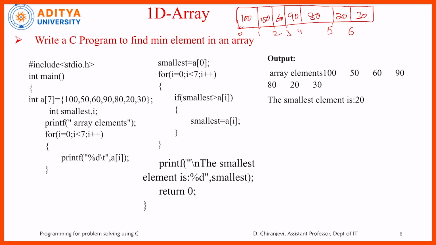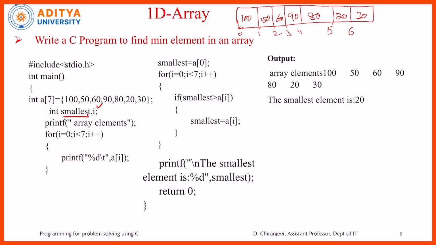In this array, we need to find the smallest element. For this, he declared a variable called smallest, because you need to find the smallest element. And to access these elements, he declared an iterator, that is i. Now these elements are stored in memory like this. After that, what is he doing? He is displaying all the elements.